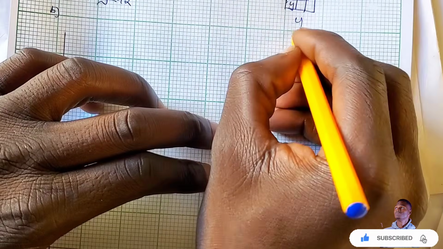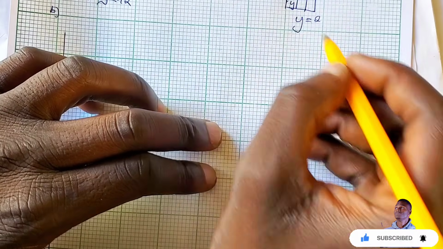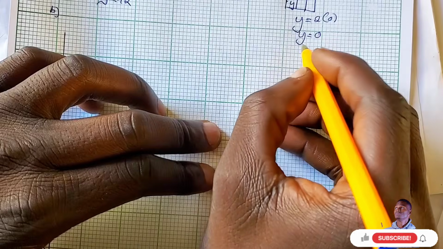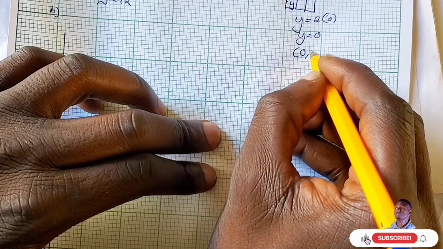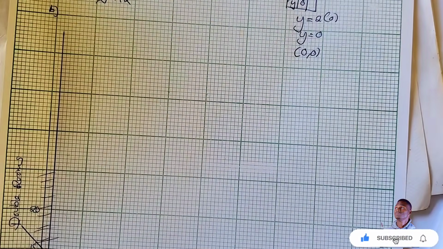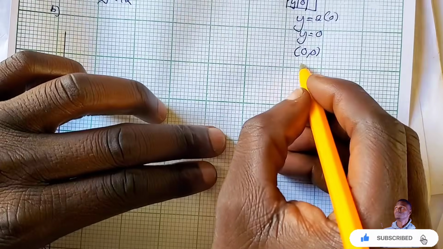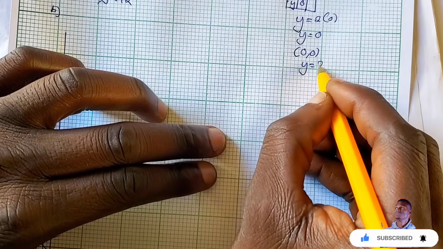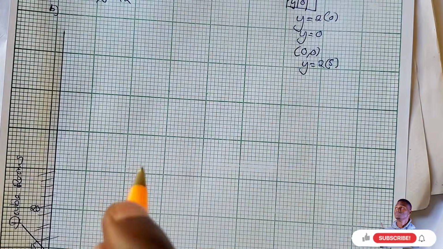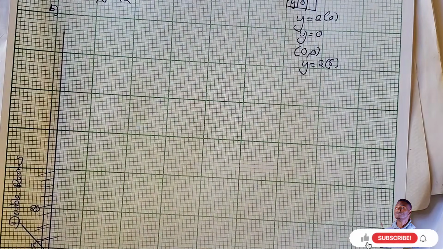So, y is equal to 2x. When x is 0, y will also be 0. So the first coordinate: x is 0, y is 0, so (0, 0). Then the second coordinate: y is equal to 2x, x is 5. Listen, y is twice the number of x. This is what they're saying.